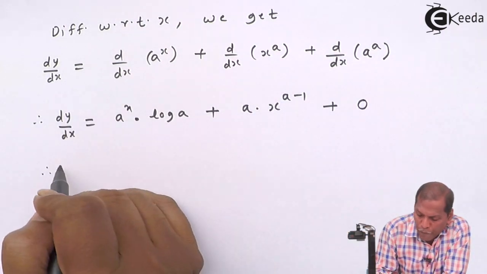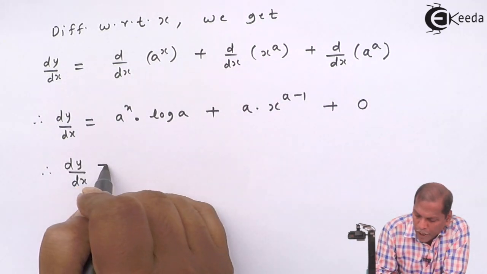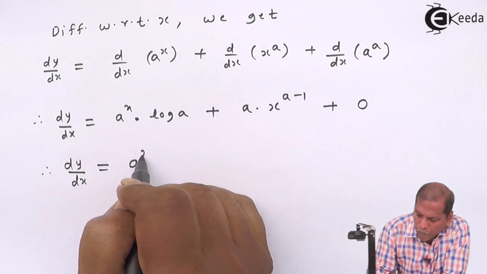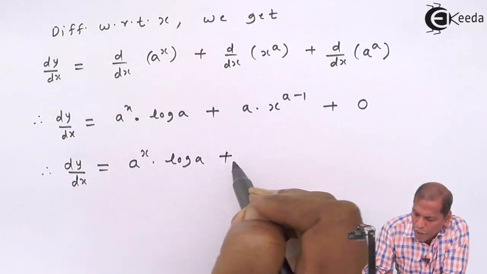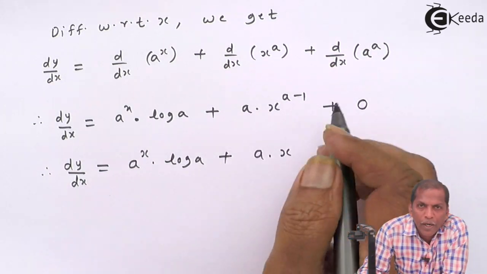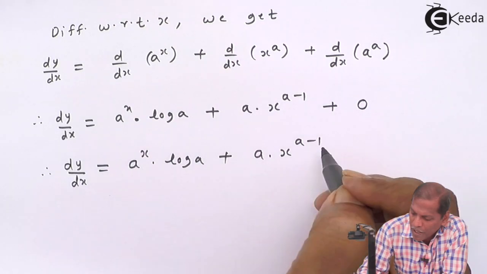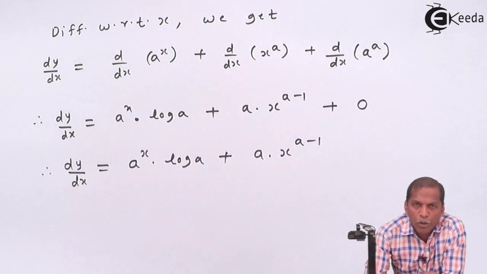So in this way, finally we get dy upon dx is equal to a raise x into log a plus a into x raise a minus 1. So this is the required solution for the given problem. Thank you.